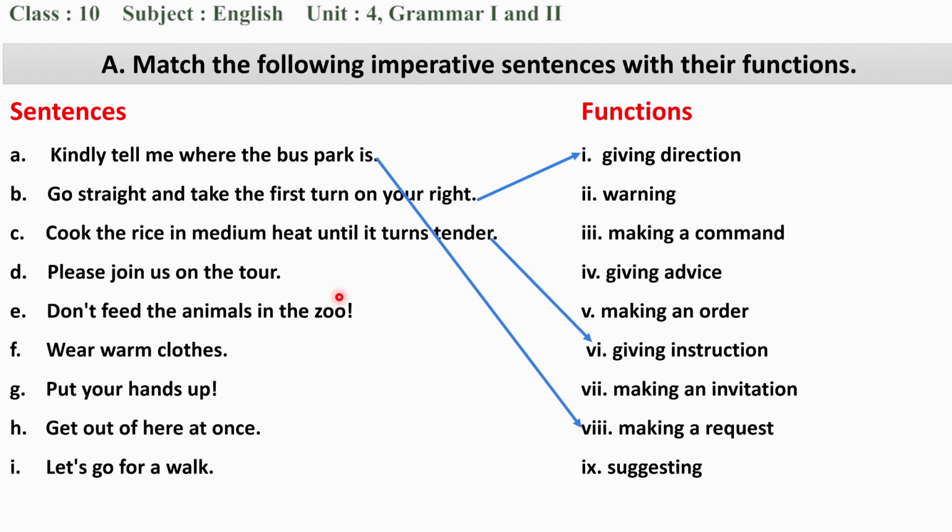What function does this sentence serve here? Okay, tell me once again loudly. Okay, let me show you whether you are right or wrong. Making an invitation. Come and join with us means making an invitation, okay?